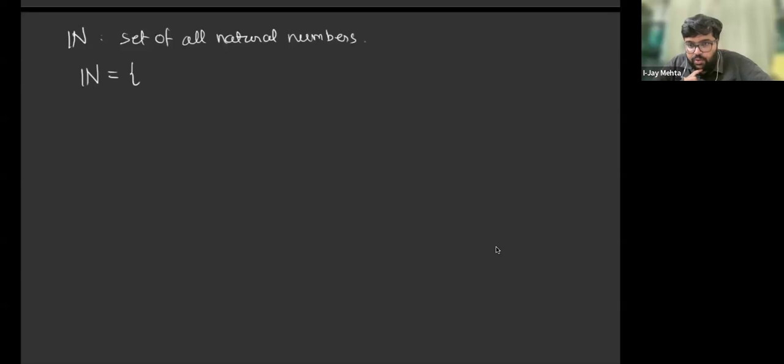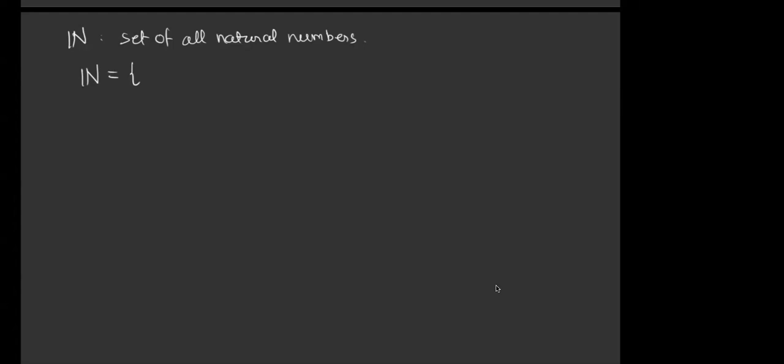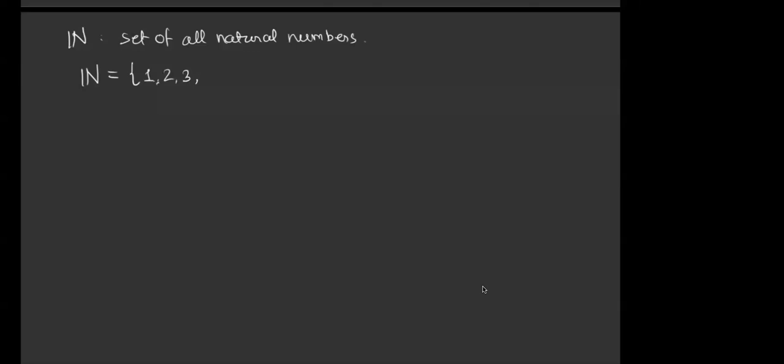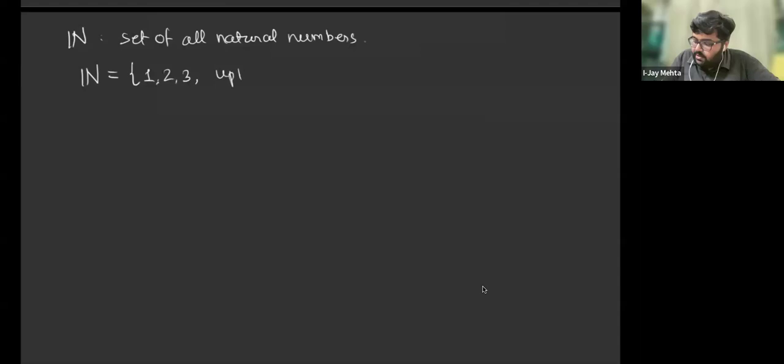Room number 2, Vishwa. 1, 2, 3, and so on up to n. Okay, 1, 2, 3, up to, how do I write up to, Vishwa? Up to n. Small n. So like this, up to n? No, dot, dot, dot.